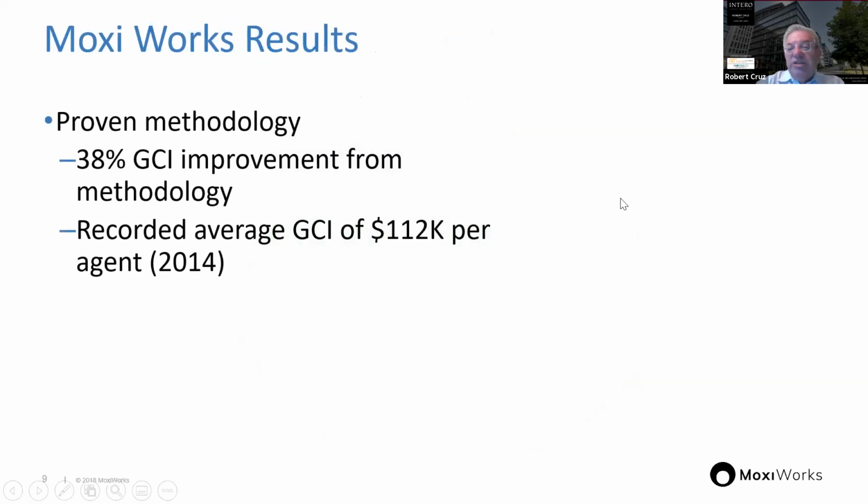All right, so MoxiWorks is going to help you with this. And MoxiEngage, the CRM portion of MoxiWorks, is designed for this. And I want to share this with you: they say that their methodology has a 38% GCI improvement. It means if you do what they say, which we'll cover today, your GCI should increase by 38%. Your recorded average GCI of 112,000 per agent was in 2014. It's much higher now, but I don't have their most recent numbers.